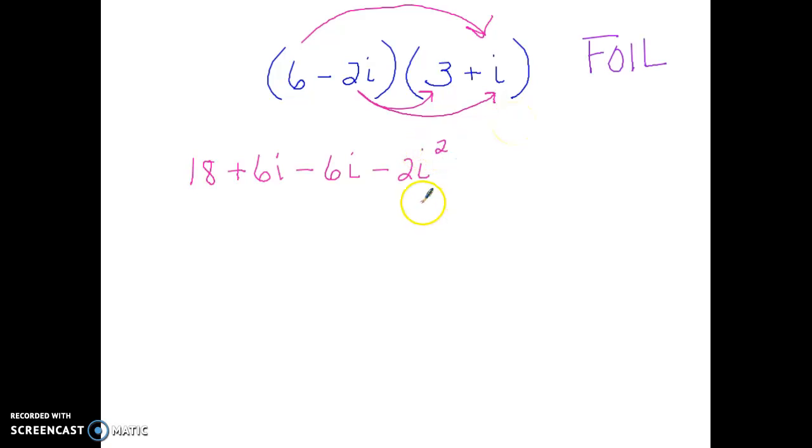i squared is the same thing as negative 1. So I'm going to replace that i squared with a negative 1. So I have 18 plus 6i minus 6i. Next I have negative 2 times a negative 1. That would become a positive 2. My constants add to equal 20. And this time, my imaginary numbers just add out to 0. So my simplified answer would just be 20.